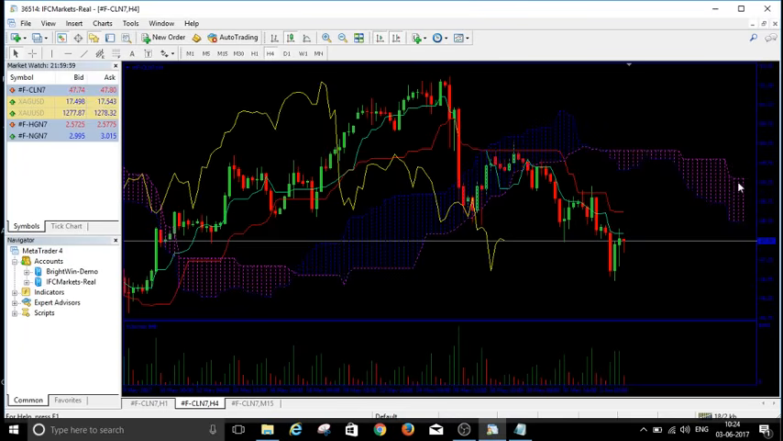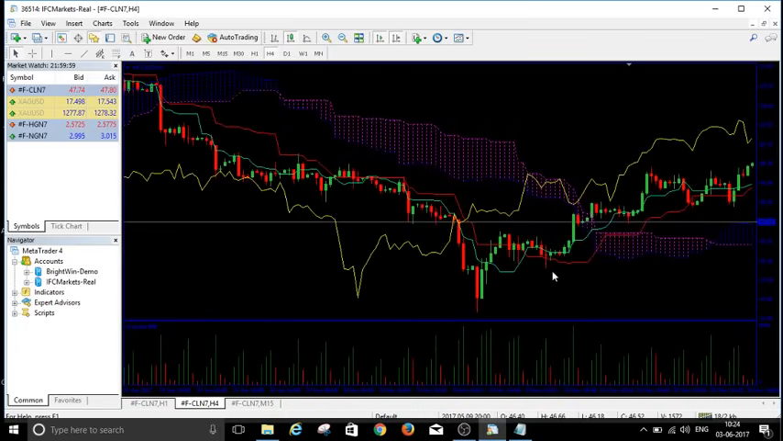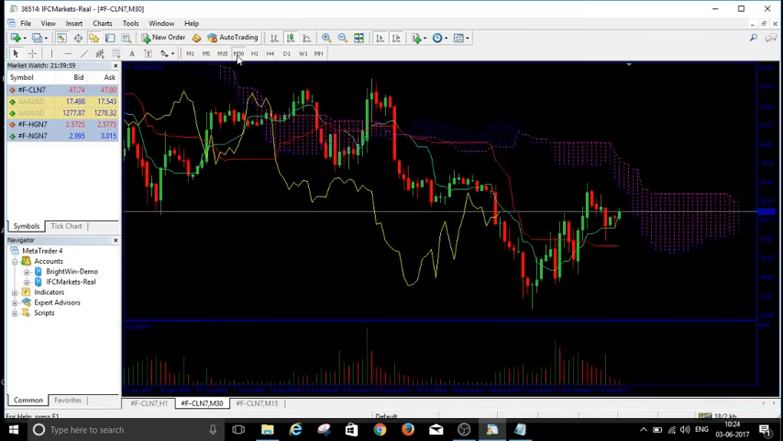So see, this line is above, and the clouds are showing us a downtrend. When this line is up, we can see that the market is still in sell mode, the bearish zone. And clouds also give us support and resistance. Let me move to some 30-minute time frame.